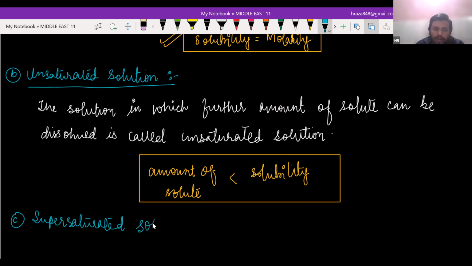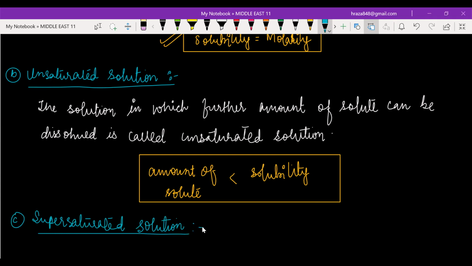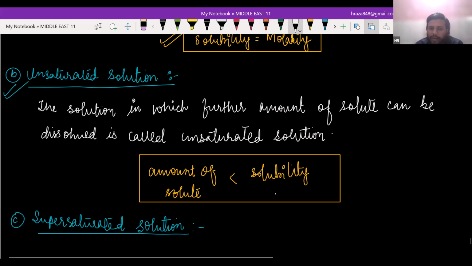Is there any doubt in unsaturated solution? Krishna, Saif, Ifra? Fawaz asked: sir, will you explain again? Yes, why not. The solution in which more and more solute can be added is called an unsaturated solution. So I wrote here that solubility is greater than the amount of solute. Is this clear? More and more solute can be added, that is an unsaturated solution.